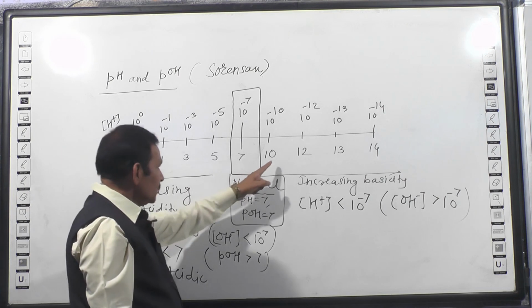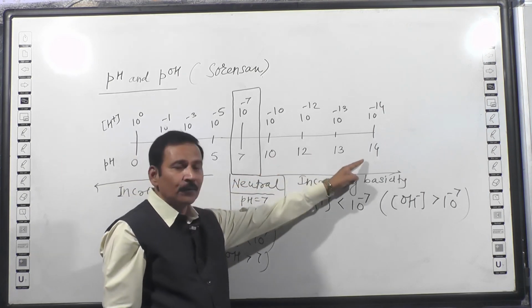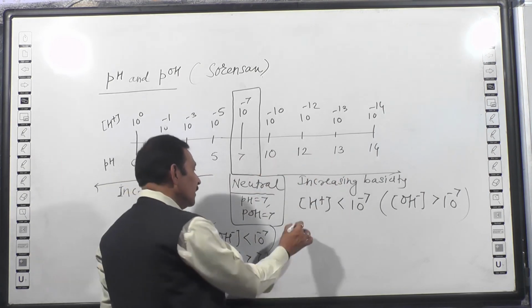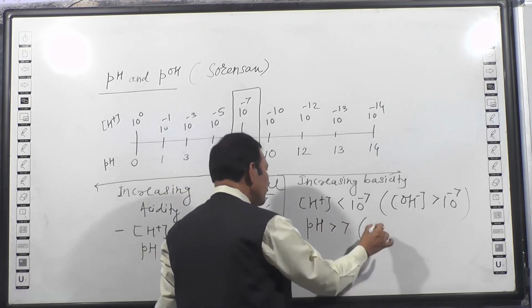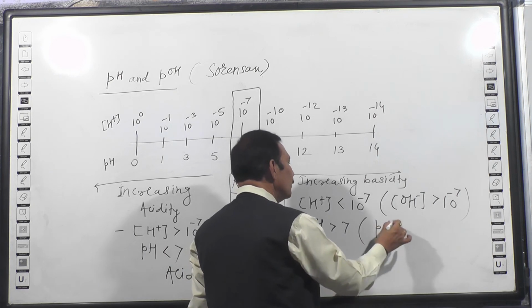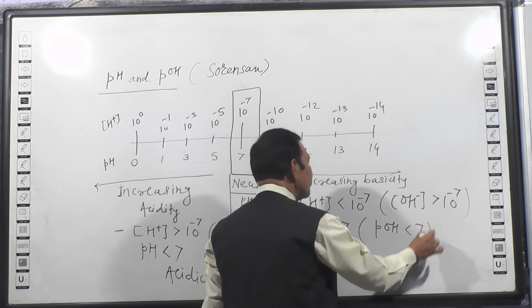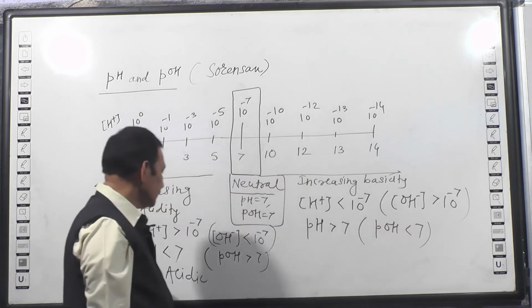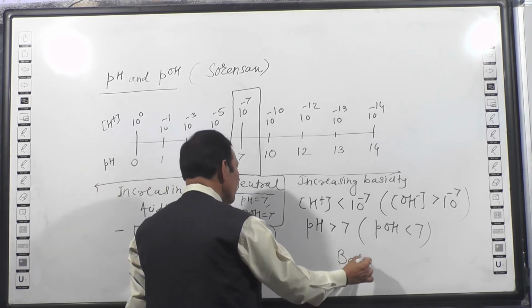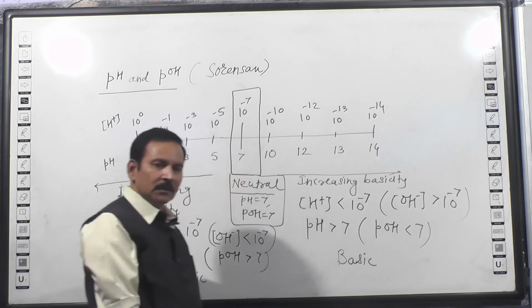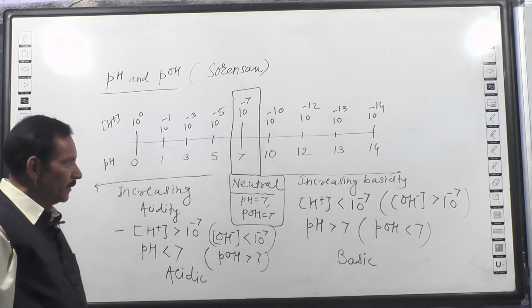Now see the values of pH, 10, 12, 13, 14, all are greater than 7. Therefore, this indicates pH is greater than 7. If pH is greater than 7, then pOH is less than 7. pOH is less than 7. And therefore, the solution will be called a basic solution. Therefore, the solution will be called a basic solution.